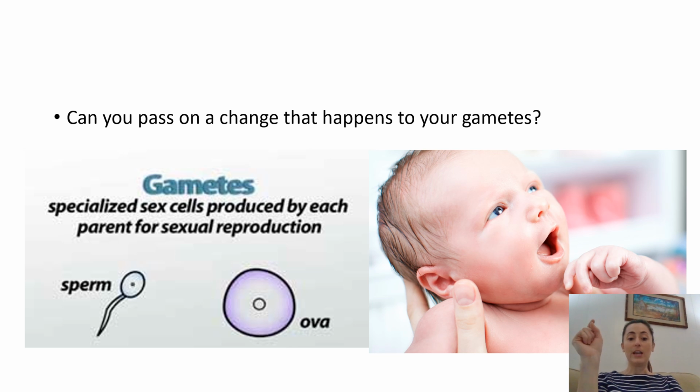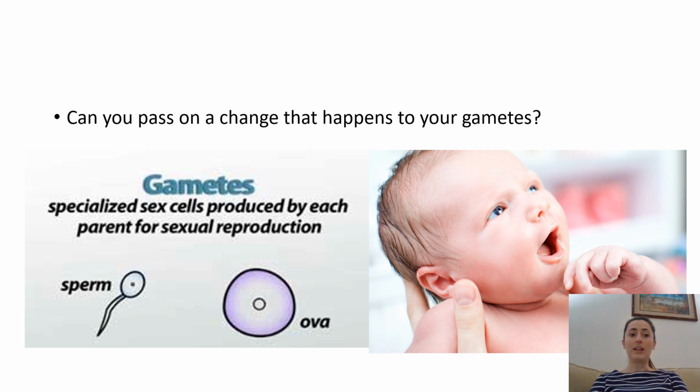So our next question, can you pass on a change that happens in your gametes? This is where things get interesting because your sperm and your egg cells contain the DNA that makes your offspring. Whether it's you, whether it's your pets, they also have sperm and eggs. Only that DNA codes for the offspring, for your child. So only a change in that DNA would be passed on. And this happens all the time.